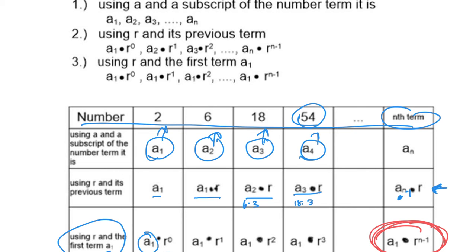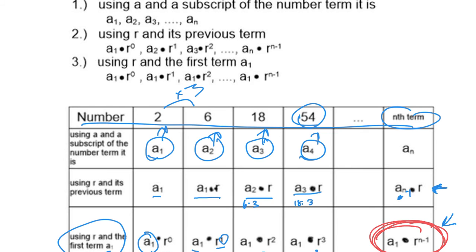Remember, r to the 0 power is 1. So your first term is your first term, because first term times 1 is itself. Okay, then your second term is your first term times your ratio to the first power. So let's see here. My common ratio is times 3. So this would be 2 times 3 to the first power, which is 6. This would be 2 times 3 to the second power, which is 18. This is 2 times 3 to the third power. 3 to the third power is 27. 27 times 2 is 54. So you can find any location as long as you know the first term and your common ratio.